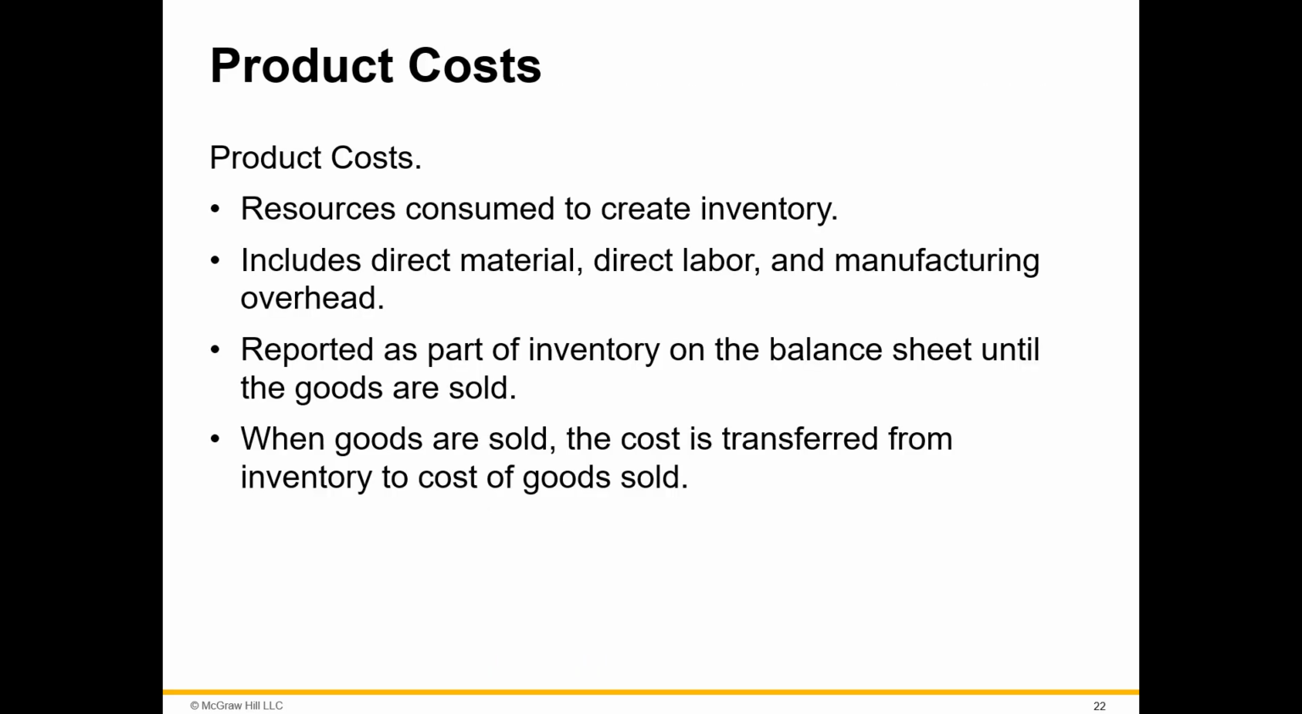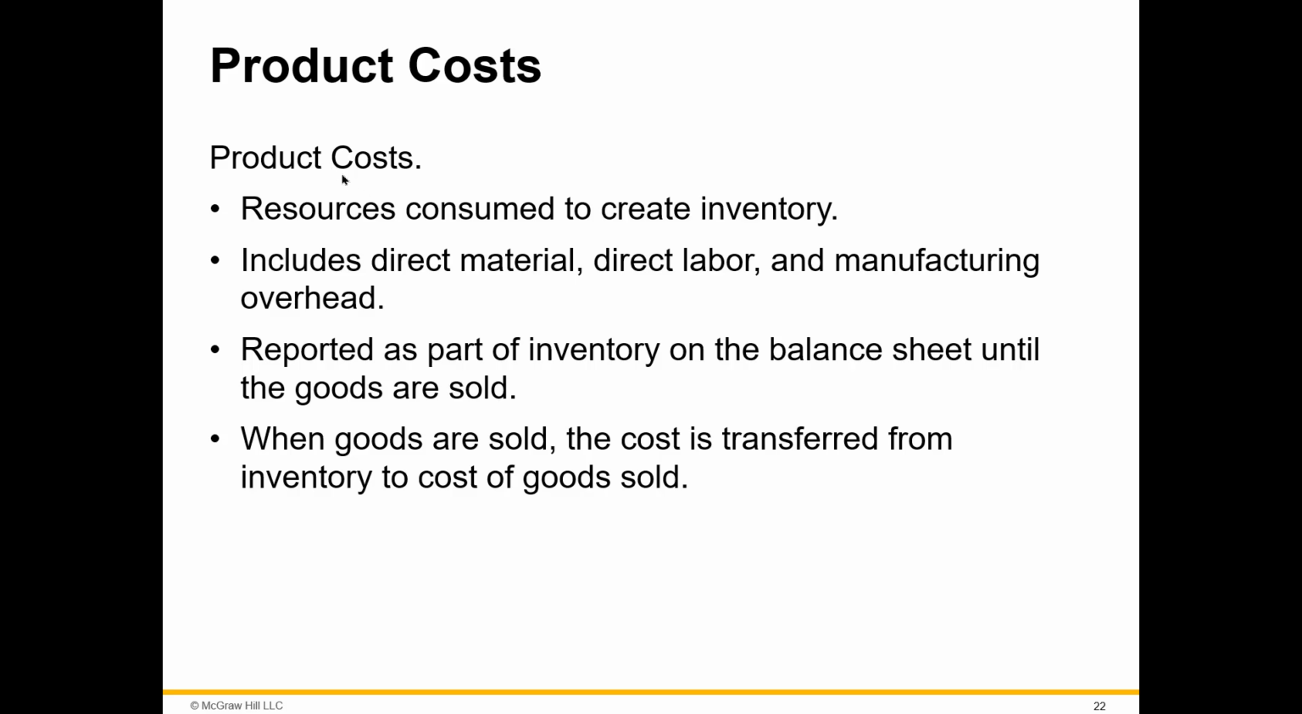Well, what are examples of product costs? Resources consumed to create inventory. Those are going to be our three costs: direct material, direct labor, and manufacturing overhead. Notice in this first chapter we have quite a few definitions to get through, but this is going to be reported as inventory on the balance sheet until the goods are ultimately sold. And when that inventory is ultimately sold, the cost is going to be transferred from inventory to cost of goods sold.